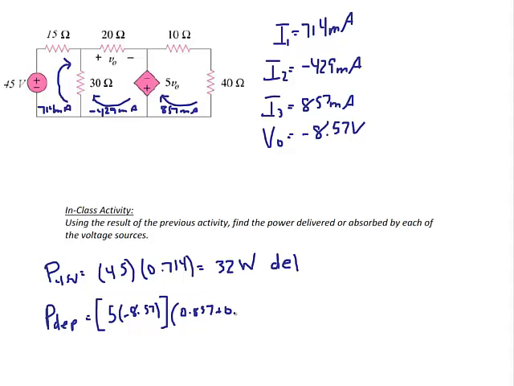So that's going to be 0.857 plus 0.429, which yields negative 55.3 watts. Or another way of stating it is 55.3 watts delivered. This concludes today's lecture on the mesh current method.